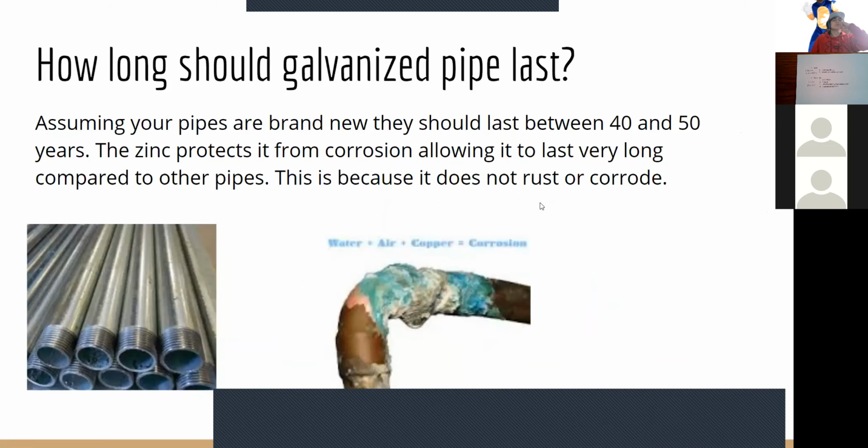So, how long should a galvanized pipe last? Galvanized pipes, assuming that you just bought them and installed them, should usually last between 40 and 50 years. Again, this is because the zinc protects it from corrosion and allows it to last very long compared to other pipes because it doesn't corrode or rust.